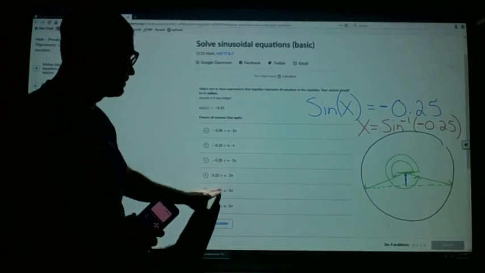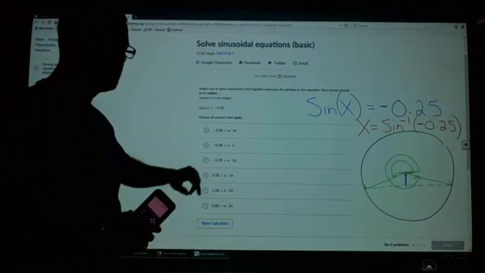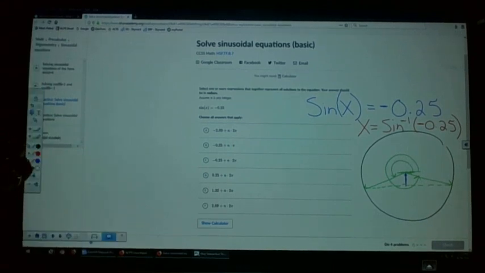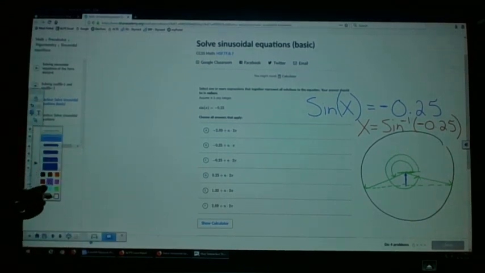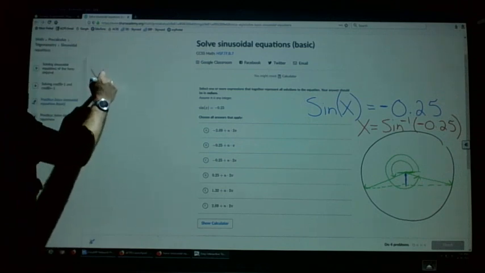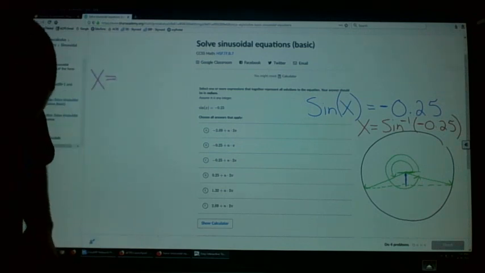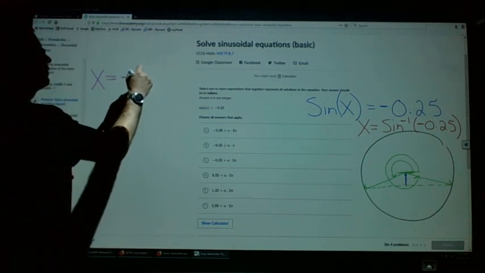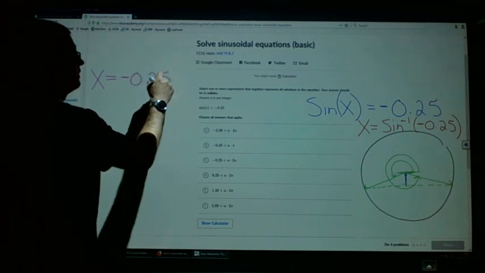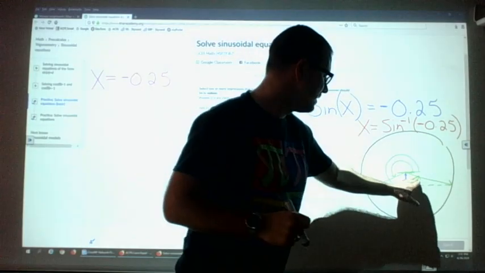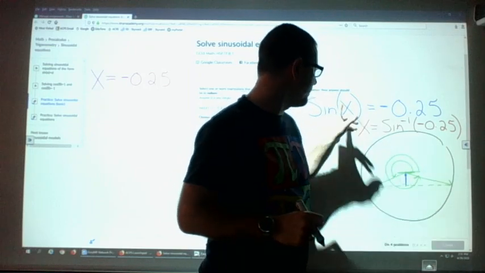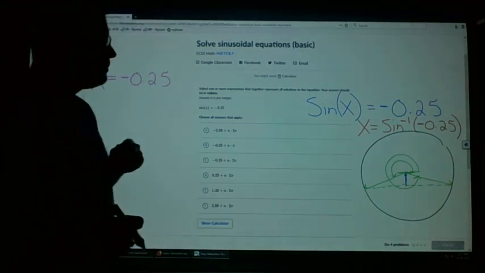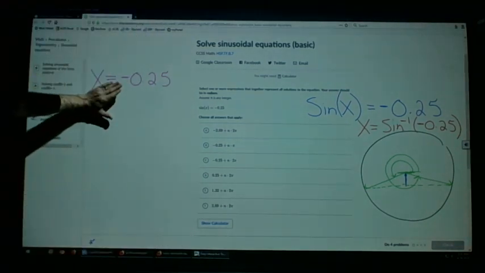So I look at my answers. They go to about 2 decimal places for each of these. So I'm going to go to 2 decimal places first. So my first solution, I like the purple, so I'm going to do purple. My first solution, x is equal to negative 0.25. Now remember, that's the angle measure. Even though it's equal to this, it's very different. We found x, the value of x is that negative 0.25.